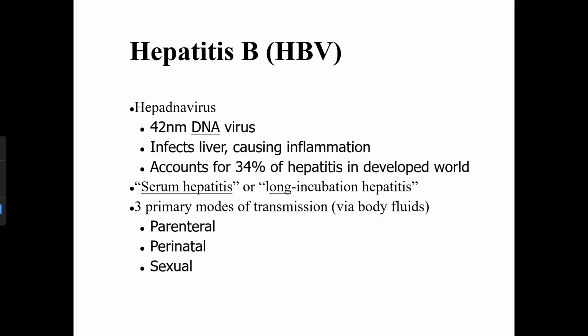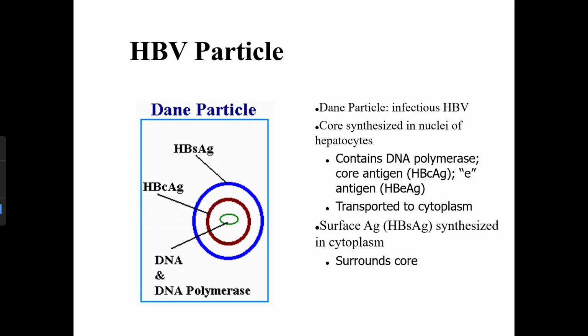It infects the liver and causes inflammation, accounts for 34% of hepatitis in the developed world. Serum hepatitis or long incubation hepatitis. There are 3 primary modes of transmission by body fluids: parenteral, perinatal, or sexual. The Dane particle is infectious HBV. The core is synthesized in the nuclei of the hepatocytes. It contains DNA polymerase, core antigen, HBcAg, E antigen, HBeAg, and it's transported to the cytoplasm.